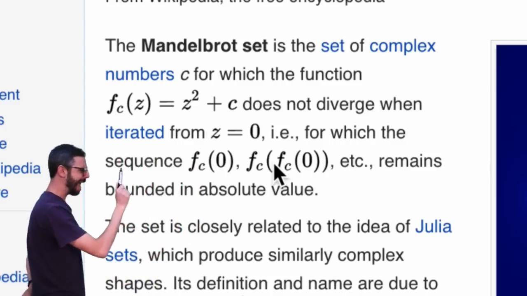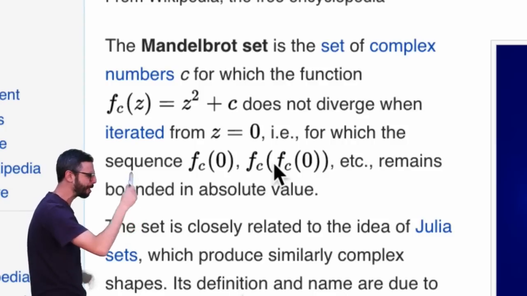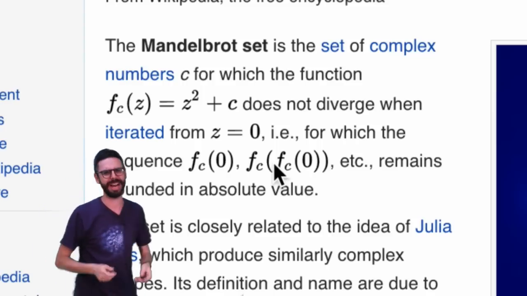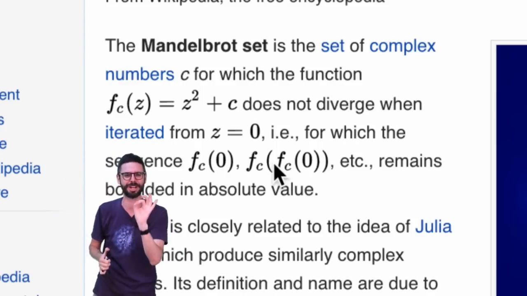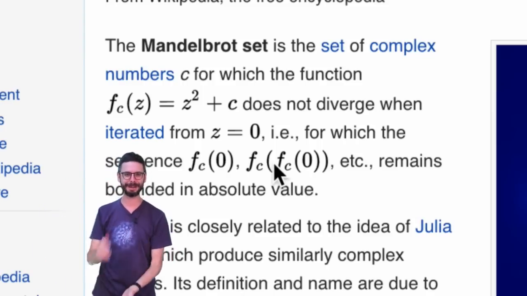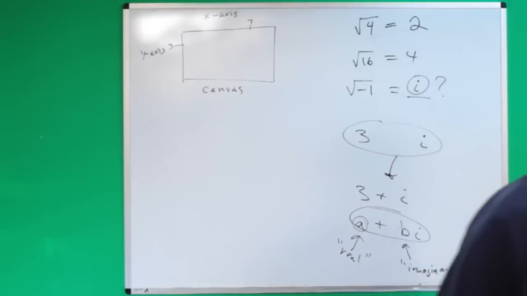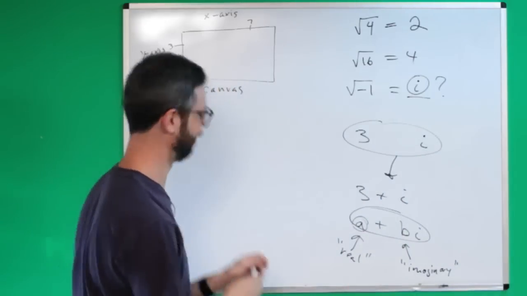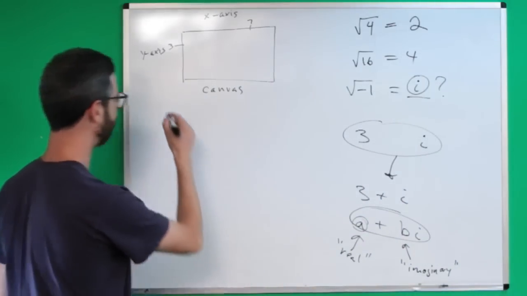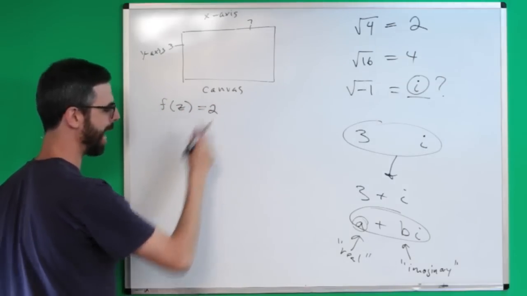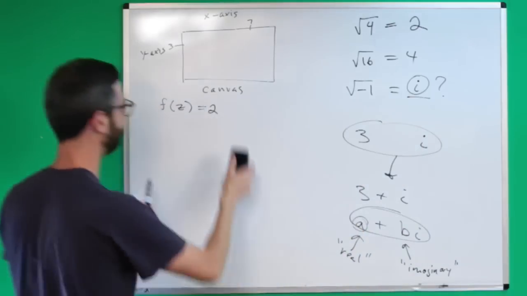Which the function f of z equals z squared plus c does not diverge when iterated from z equals 0. Okay, this is probably the hardest part for us to understand, but once we understand it, we're done and we can actually start to program the code. So let me come back over here and let's write that. So f of z equals z. I wrote the wrong thing down.